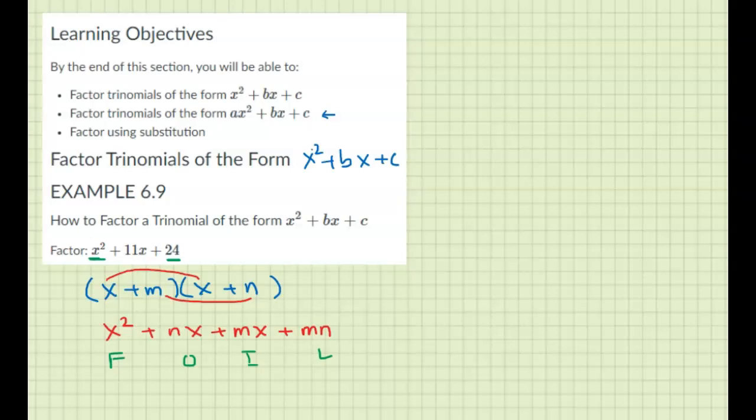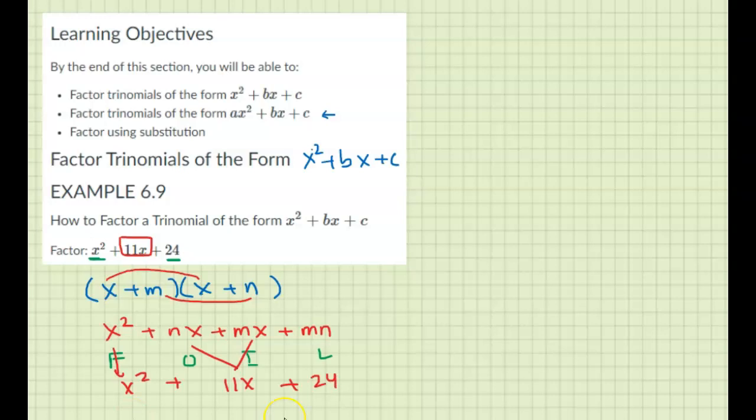But the middle term, the x term, comes from combining these two, because these are like terms. They both have x's in them. So nx plus mx will combine together when you have numbers. So these make the 11x. This is the x squared, these together make the 11x, and this is the 24.